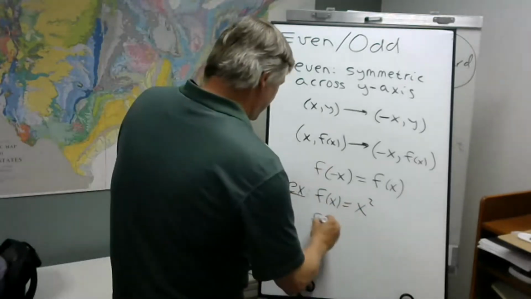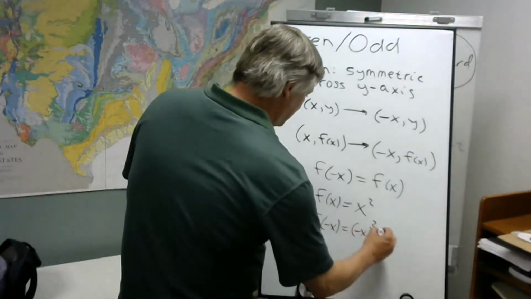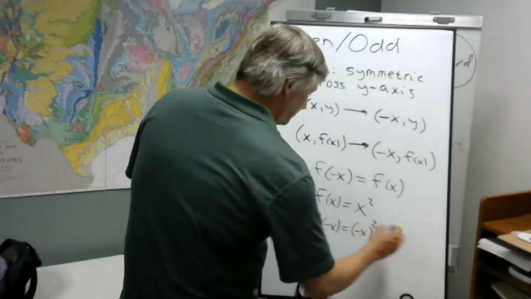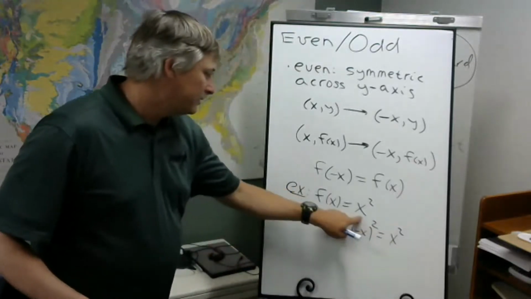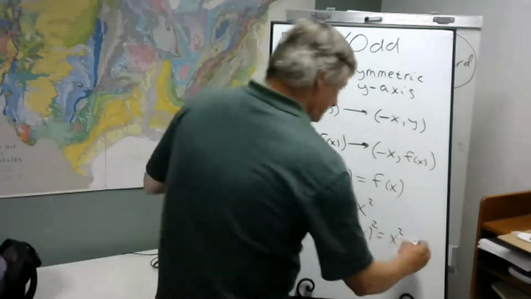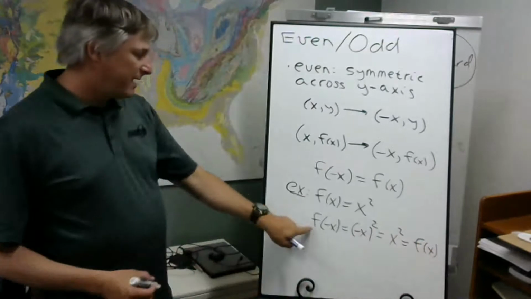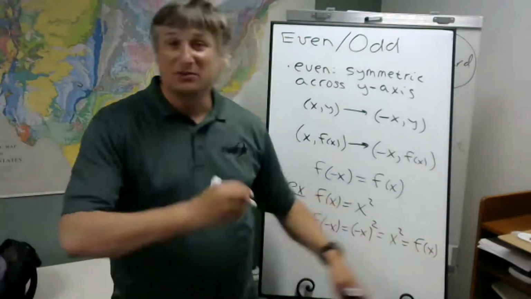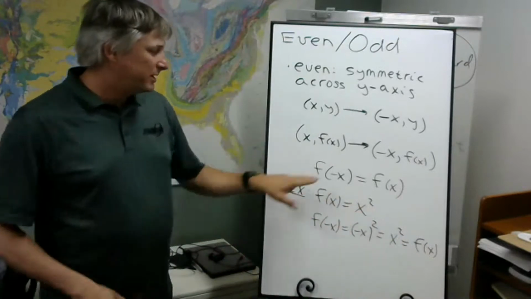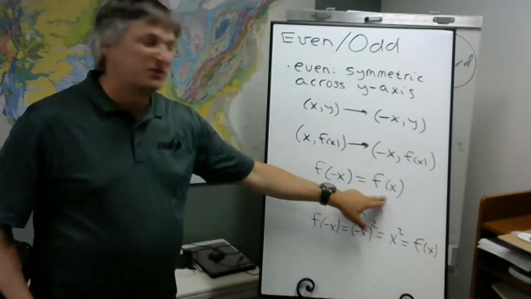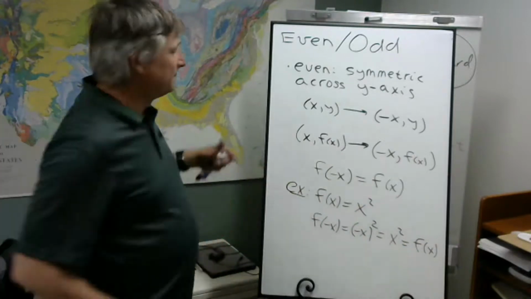Well, then if we put in negative x, what happens is we're going to square that negative x, and that becomes x squared. Because when you square a negative, it goes away. Well, x squared is just f of x. And so sure enough, f of negative x becomes just f of x. So that's the idea of an even function. You put in a negative version of x, doesn't change anything. All right. Look at odd.